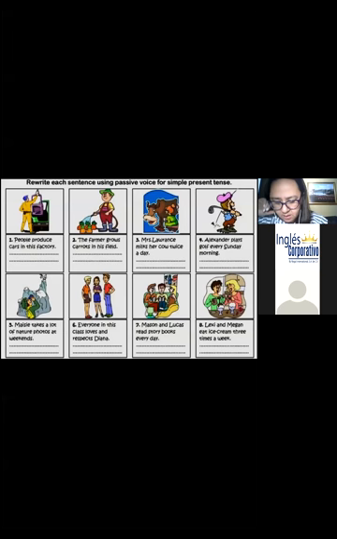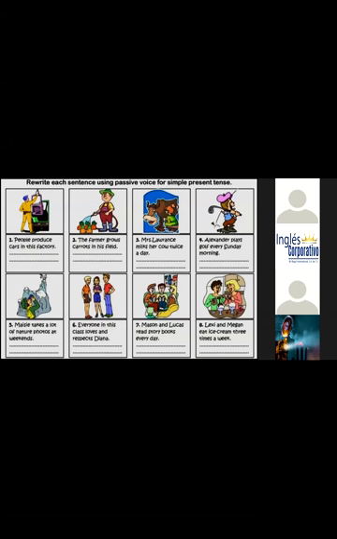Number two. The farmer was grows. Grows carrots. Grows carrots by the field.